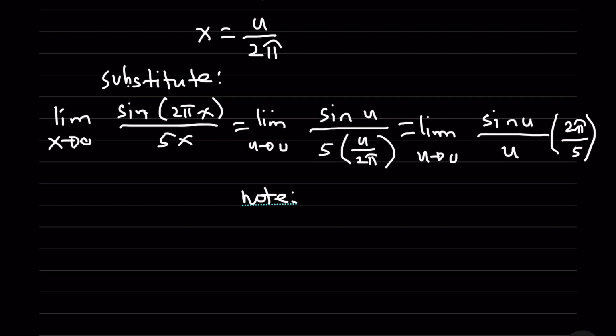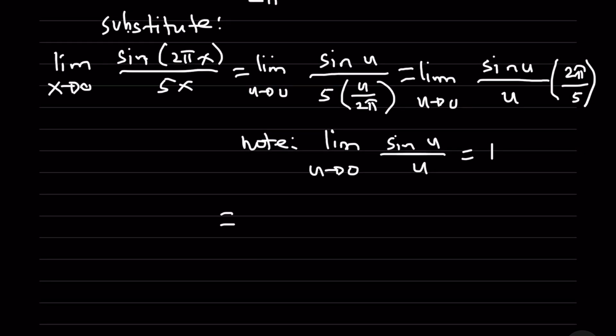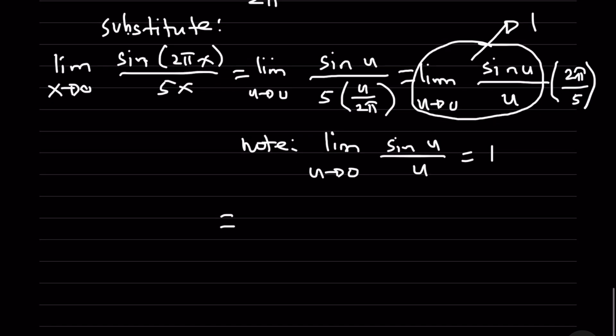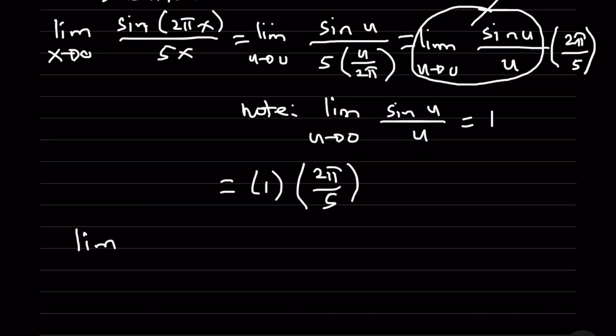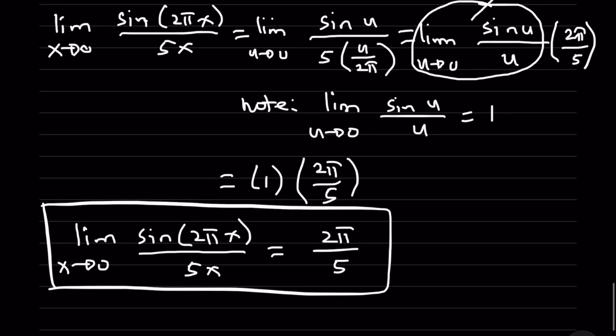Now we take note that the limit of sine u over u as u approaches 0 is equal to 1. This is an important identity. So because of that, the limit of sine u over u as u approaches 0 is equal to 1. That is the first part of the equation. So you're left with 1 times 2 pi over 5. Therefore, the limit of sine 2 pi x over 5x as x approaches 0 is equal to 2 pi over 5. That is the final answer.